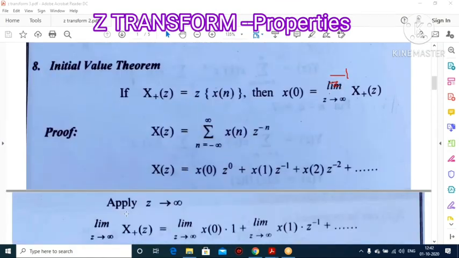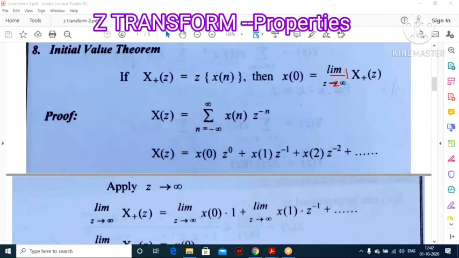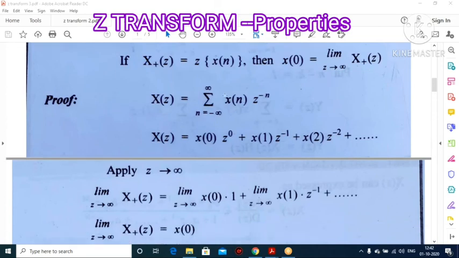Next, initial value theorem. So here the initial value theorem is: if x plus of z is the z transform of x of n, then initial means 0. So x of 0 equal to limit z tends to infinity x plus of z. Proof: summation x of z equal to summation n equal to minus infinity to infinity x of n z power minus n. Once you expand the summation, x of 0 z power 0, when n equal to 1 x of 1 z power minus 1, when n equal to 2 x of 2 z power minus 2, plus it goes on.